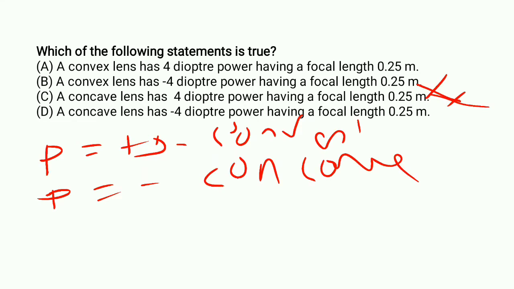So let us check for option D. Here a concave lens has minus 4 diopter power and focal length 0.25 meter. As the power they have given minus 4 diopter, it's correct, but the focal length should also be in minus, but here they have mentioned plus 0.25 meter. It means this option is also wrong. So here option A is the correct answer, that is a convex lens has plus 4 diopter and having the focal length 0.25 meter, that is plus 0.25 meter.